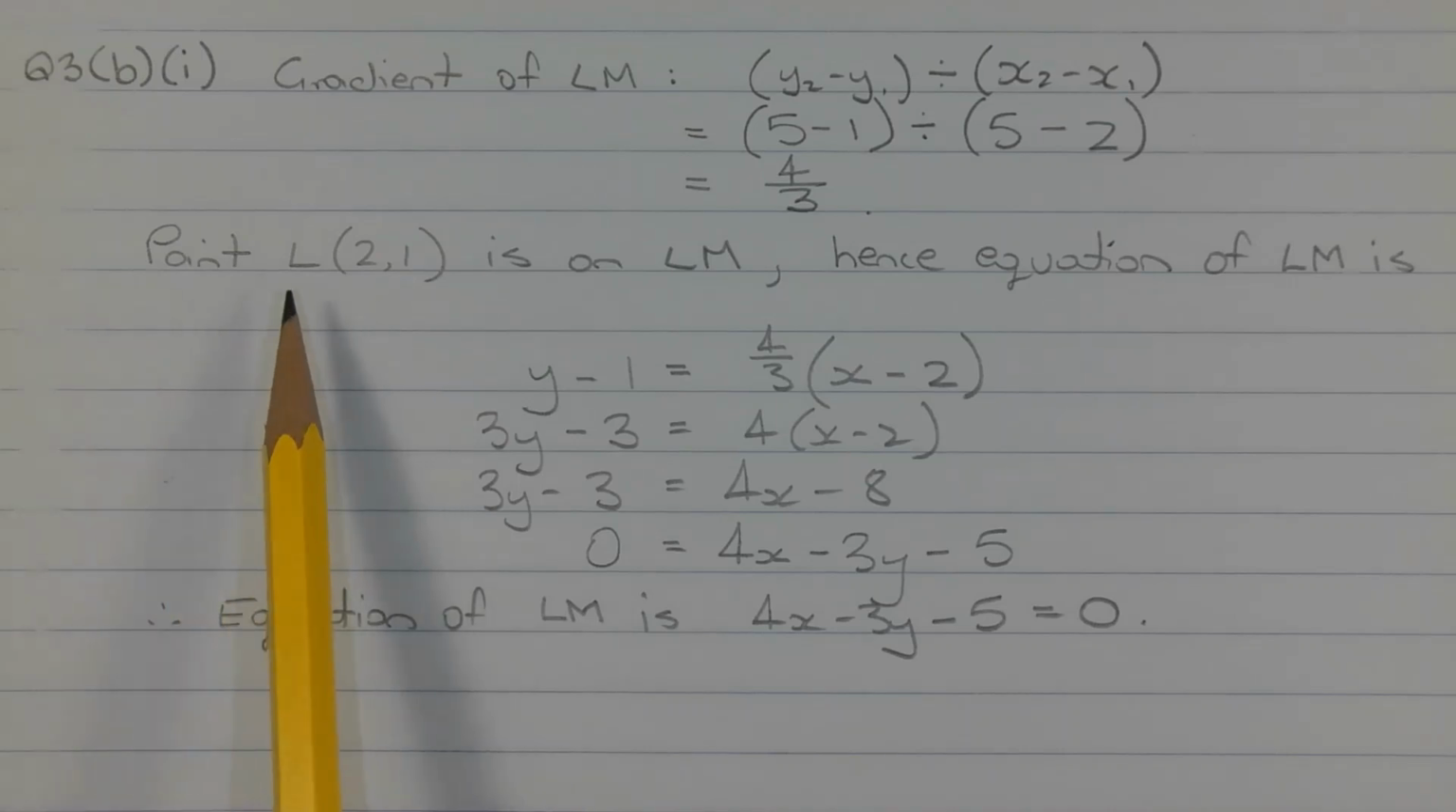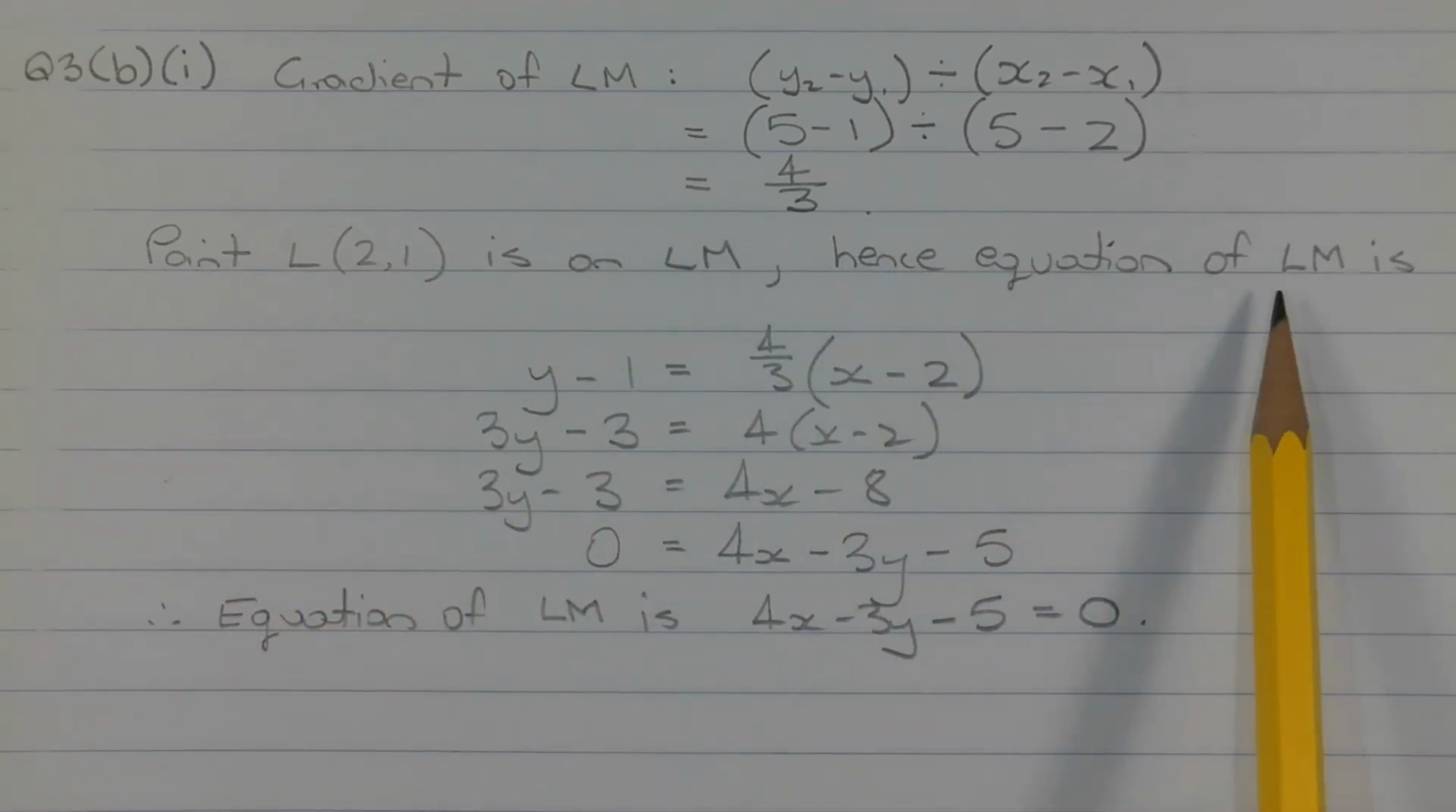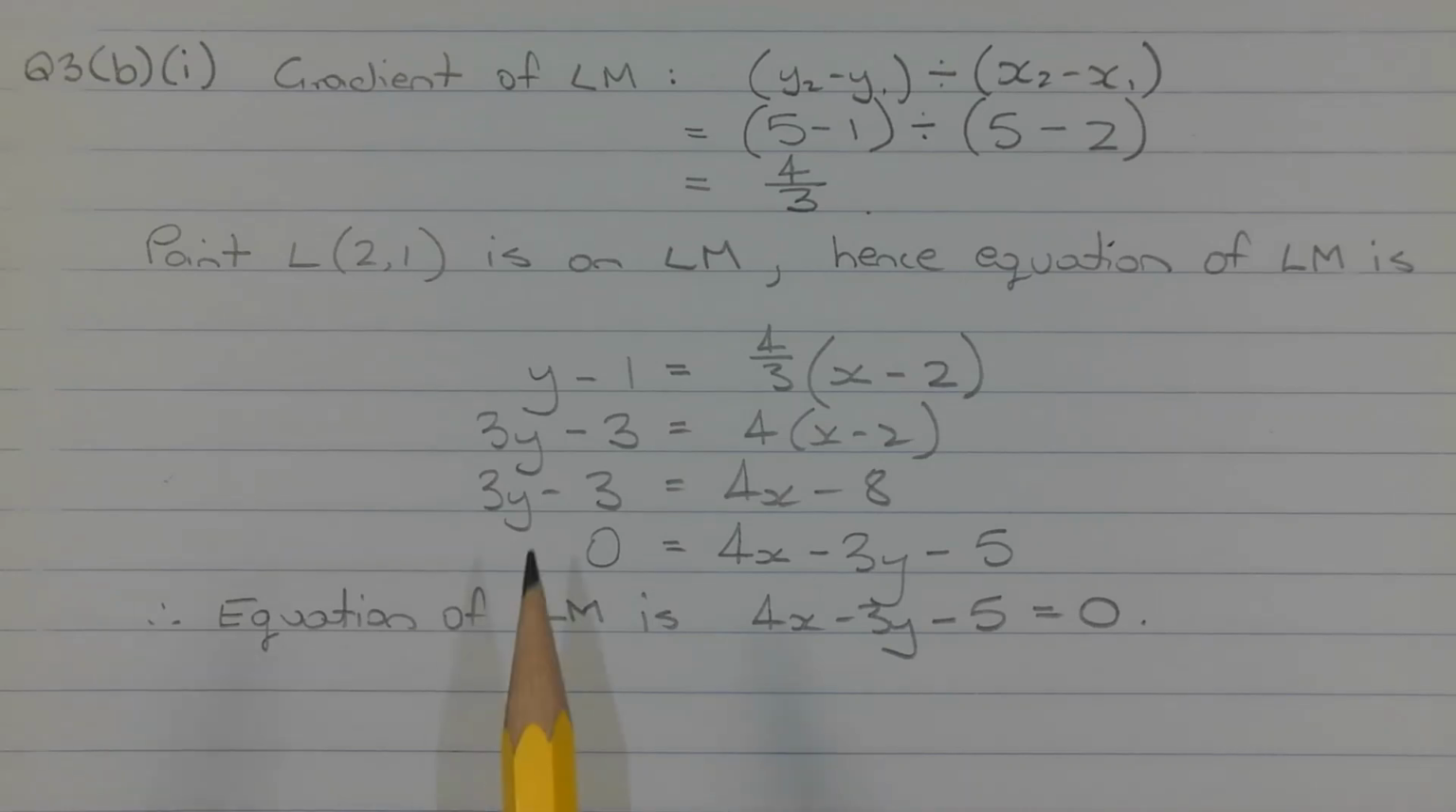Now the point L (2, 1) is a point on LM. Hence the equation of LM using the point gradient formula is y minus 1 equals 4 over 3 times (x minus 2). So that's y minus y1 is equal to m times (x minus x1).